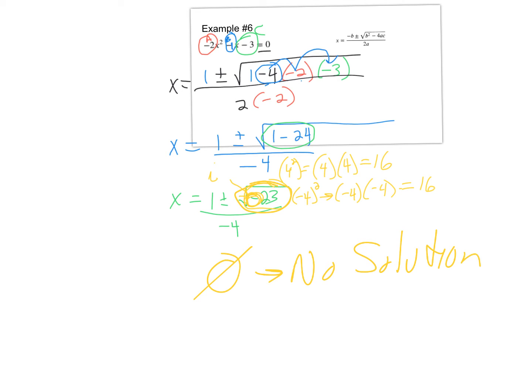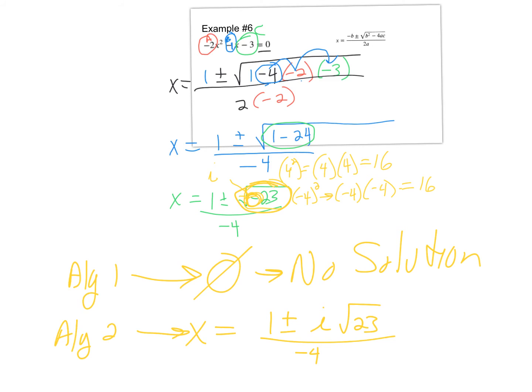Now again, if you're an Algebra 2 student watching this, we kick out the I, so you'd have 1 plus or minus I radical 23 all over negative 4, and then you'd take it from there. For Algebra 1, right now, you would declare no solution. If you're an Algebra 2 student, you're probably going into the realm of imaginaries. So just be aware of that, okay? All right, so let's keep going.